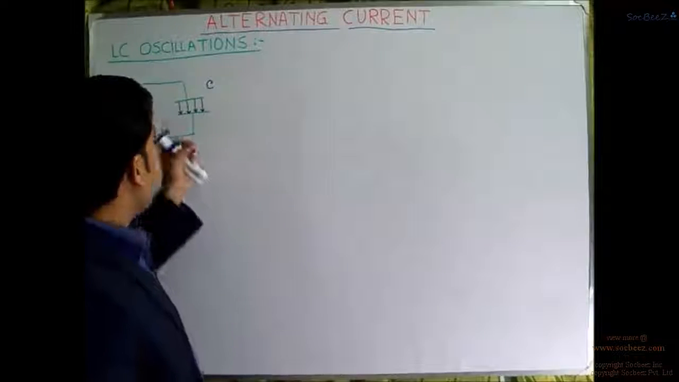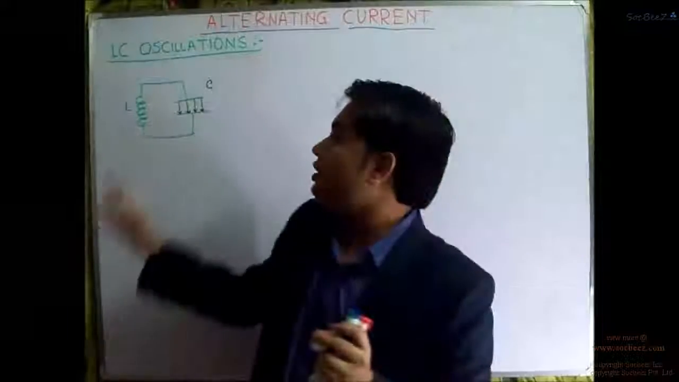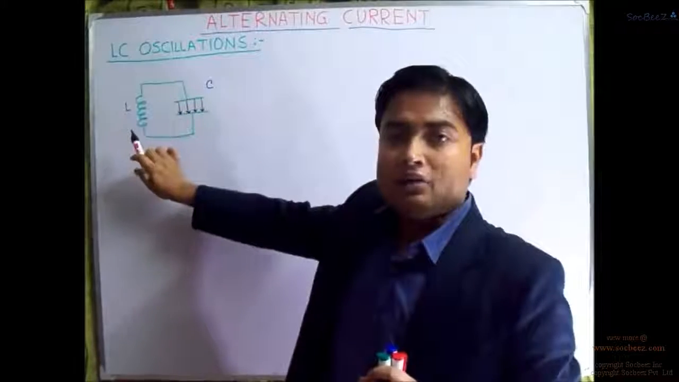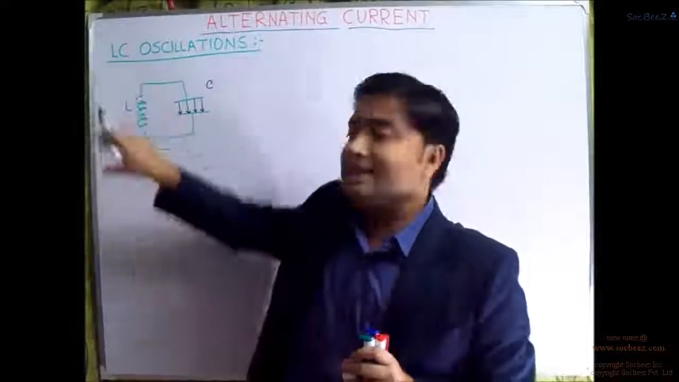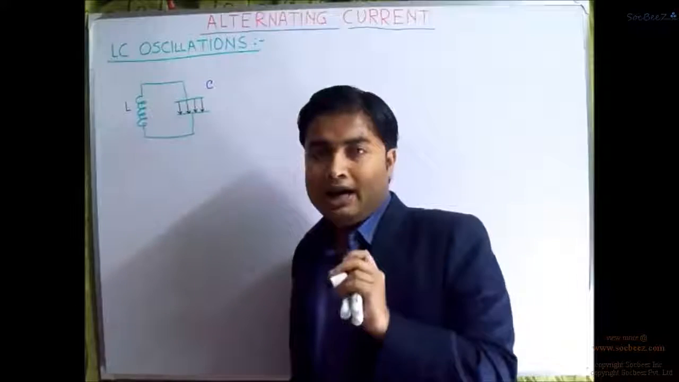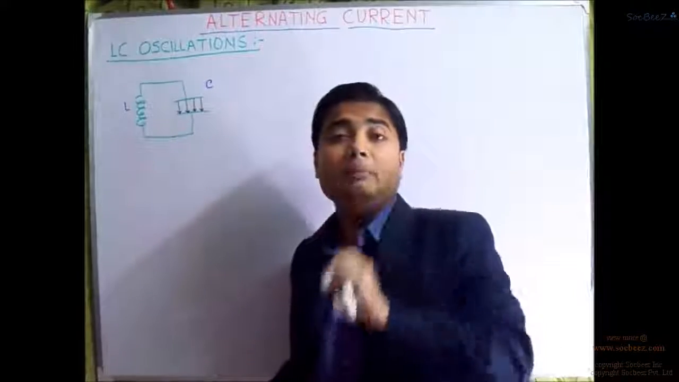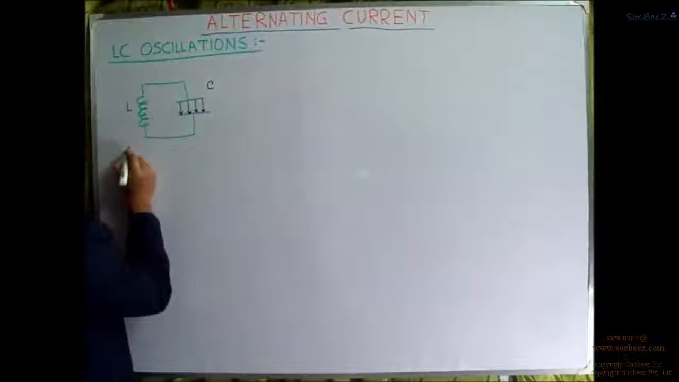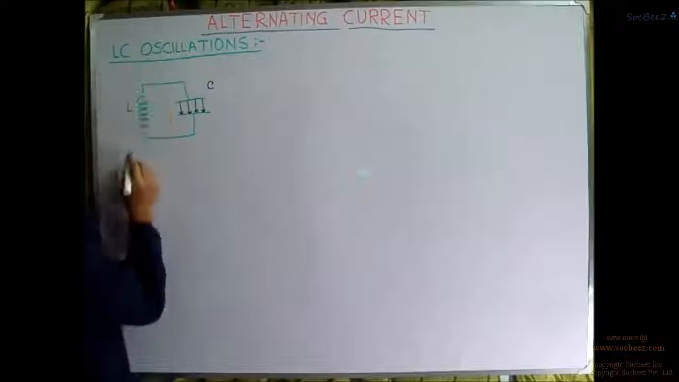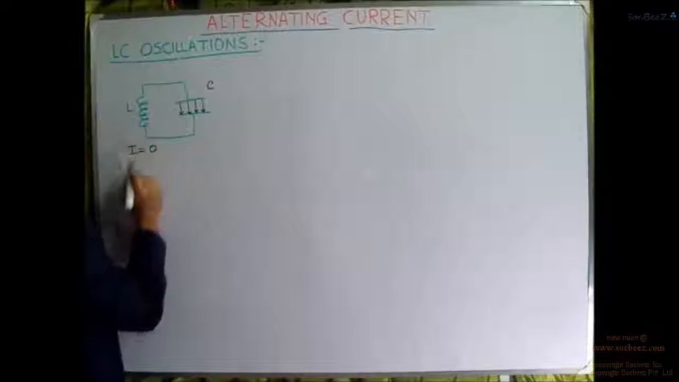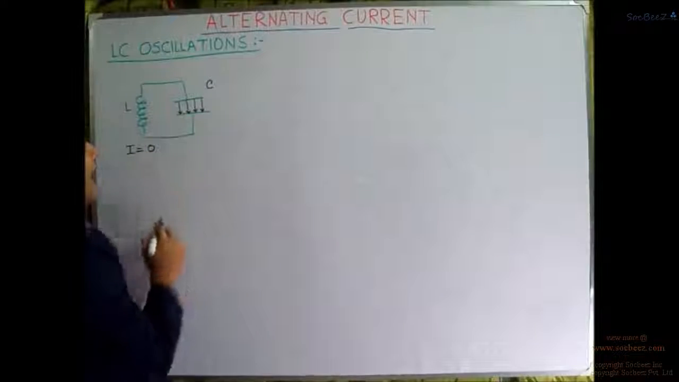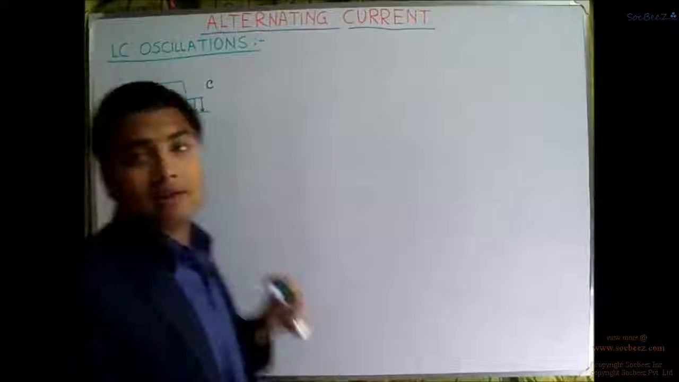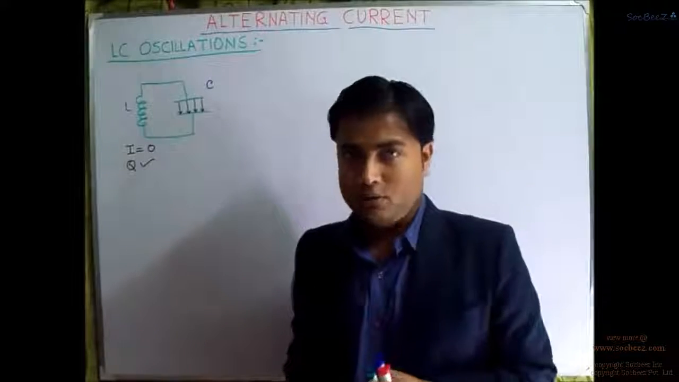Right? Now, what will happen over here is that there will be an alternating current in this inductor L, but initially this I will be 0. So for this case we can say that the I in this is 0, right? And Q is the total amount of charge that is present in the capacitor, right?